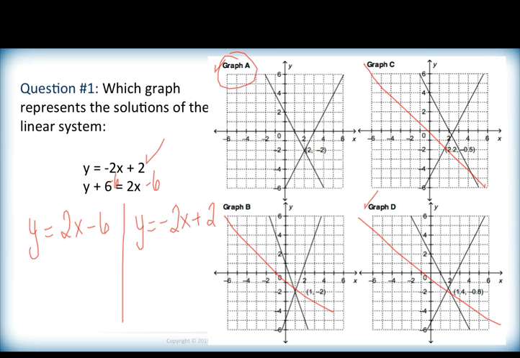We can always check that by taking the x and y coordinates of the point of intersection and plugging them back into both equations to ensure that the left-hand side does equal the right-hand side. So 2 times positive 2 is 4. 4 subtract 6 is negative 2. That's correct. Negative 2 times 2 is negative 4. Negative 4 plus 2 is negative 2. Again, that is correct. So our solution, graph A, is fine.